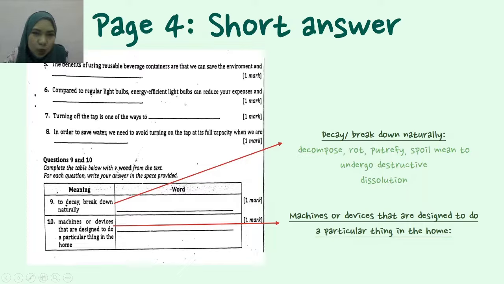Okay, and write the answers here. One word, no more than one word. If you write more than one word, your answer is wrong. Number 10, machines or devices that are designed to do a particular thing in the home. So sama juga, same thing. You find one word that has the same meaning as number 10 from the text and write your answers here. Okay, that is task 2.